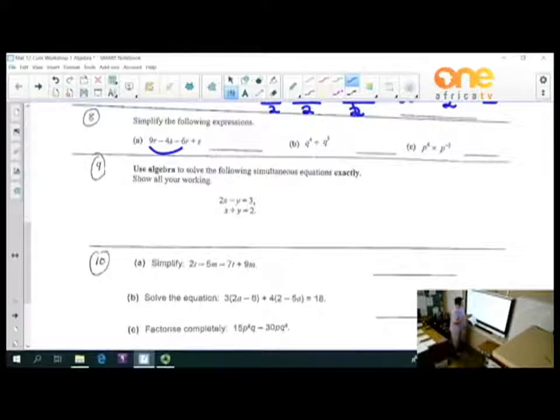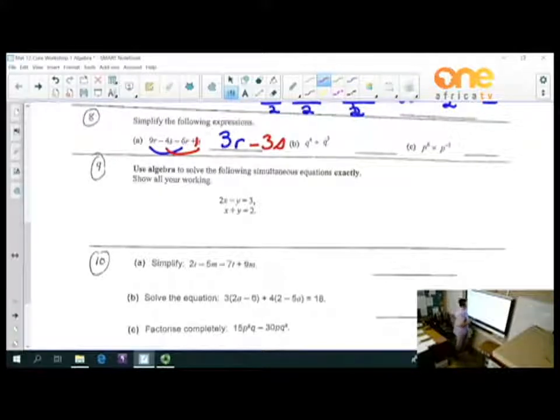So it is then 9 minus 6, and that is 3R. And here we're going to add S and S. Negative 4, if there's nothing, there's a 1. Negative 4 plus 1 is negative 3S.